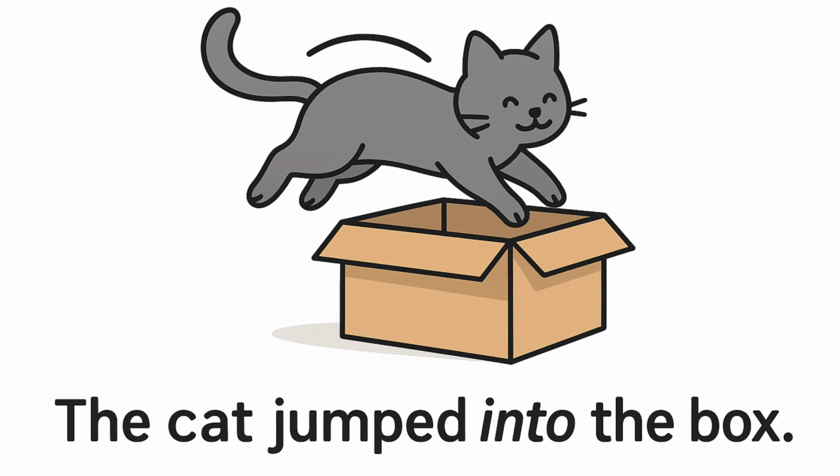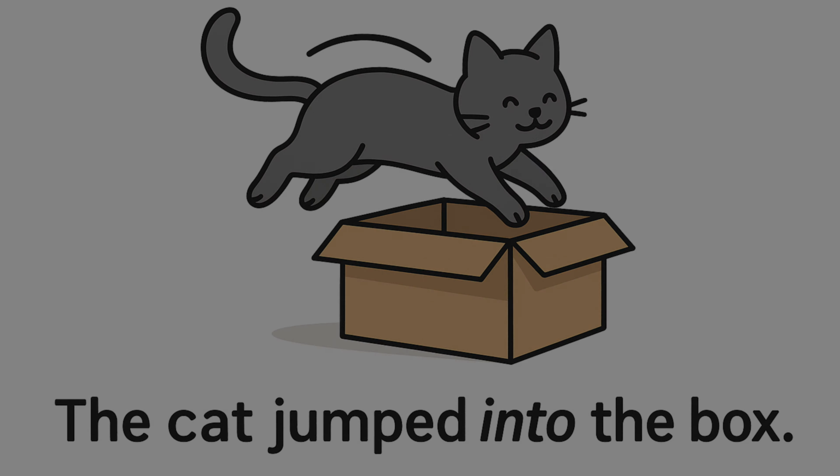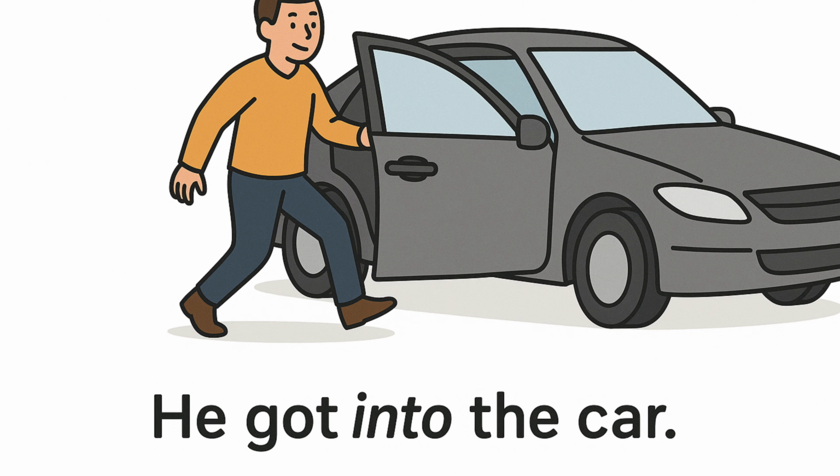Let's move to a playful example. The cat jumped into the box. The word into perfectly captures the action of entering the box. Now consider a very everyday action. He got into the car. This sentence clearly shows movement from outside the car to inside it.